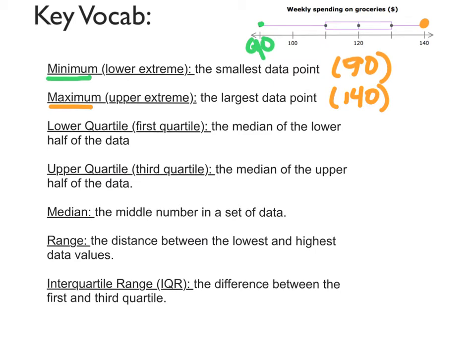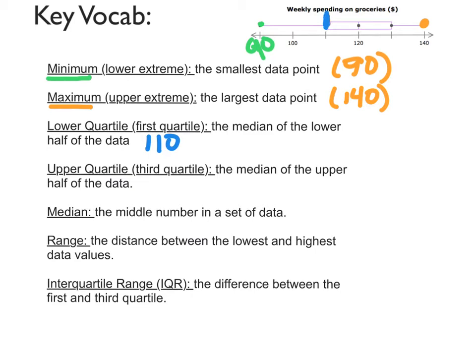All right, the lower quartile is the median of the lower half of the data. So another word for that is the first quartile. That's this end of the box right here. So that would be 110 in this problem here. So this is called the lower quartile or the first quartile.